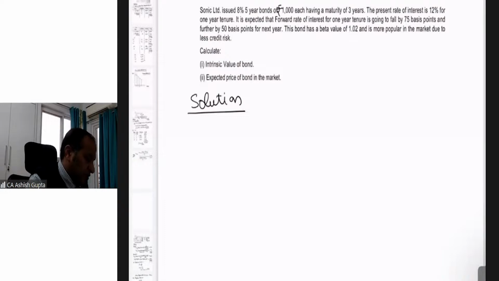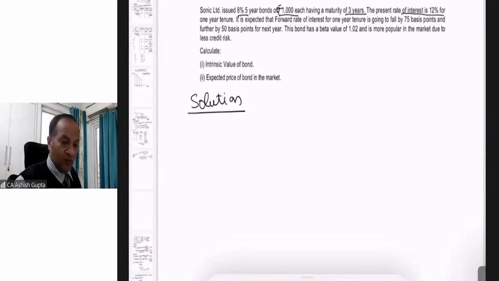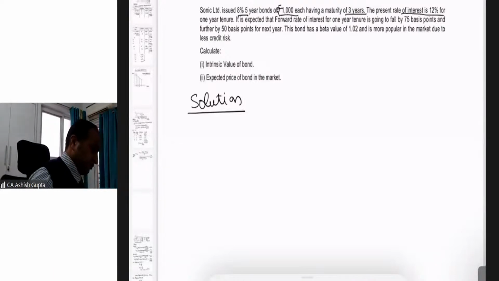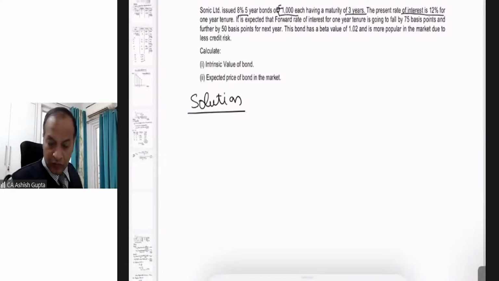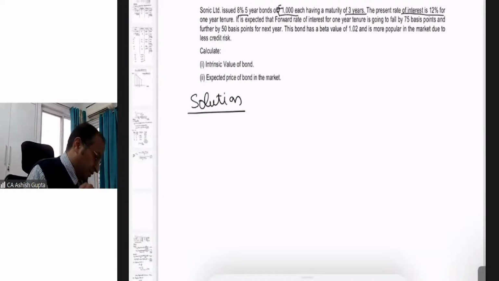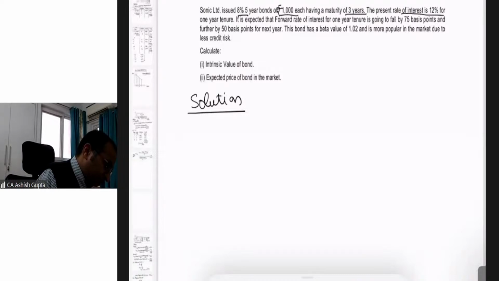Now in this question it says Sonic Limited issued 8% 5-year bonds of rupees 1000 each having a maturity of 3 years. The present rate of interest is 12% for 1 year tenure. It is expected that the forward rate of interest for 1 year is going to fall by 75 points, further 50 points, and next year this.